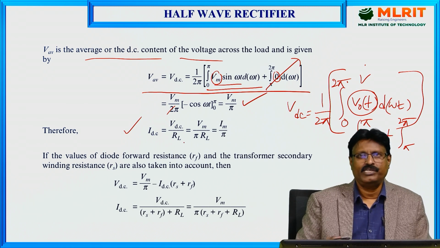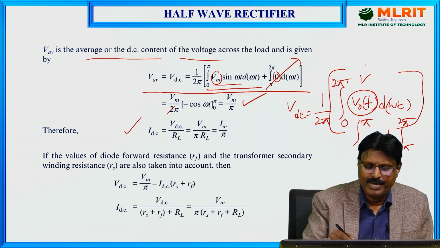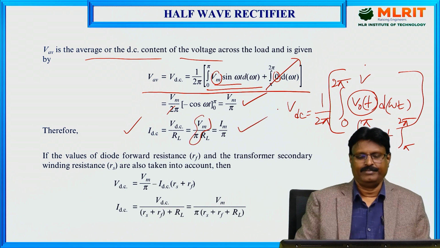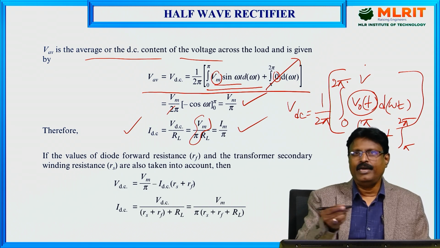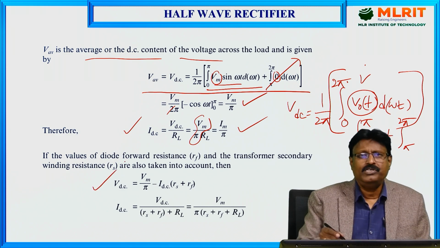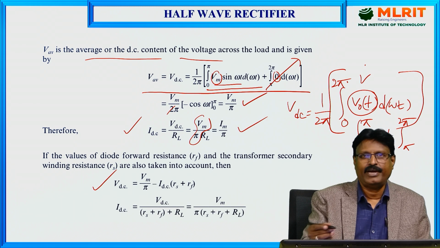RL is a load resistor. So you know the value of VDC as Vm by pi. So Vm by pi into 1 by RL, you will be getting Im by pi. So here V average is equal to Vm by pi, I average is equal to Im by pi. Here, in this particular operation and derivation, we assume the diode to be an ideal one.